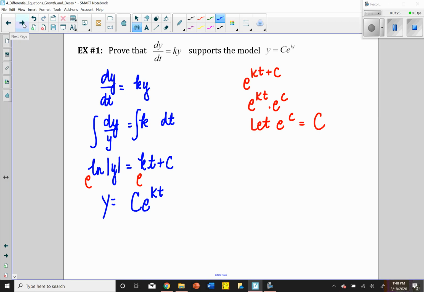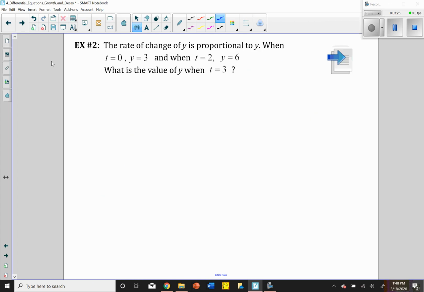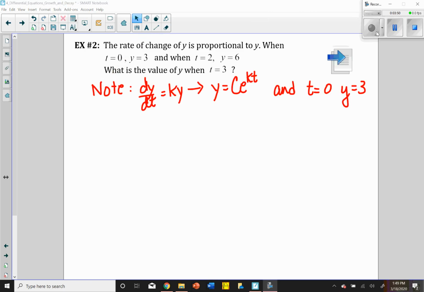So let's go look at an example here. Example 2: the rate of change of y is proportional to y. So already we know, let's do this in red here. Well, my pen got crazy. Okay, let's try that again. So we already know that dy/dt equals ky is also y equals ce to the kt. And they've given us an initial amount stating that when t is 0, y is 3.